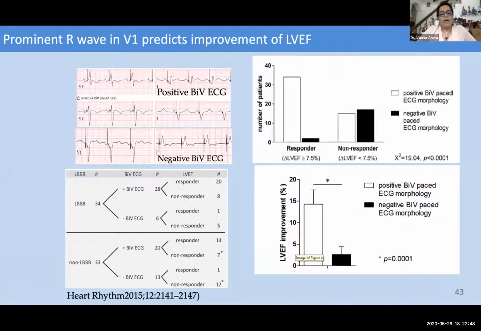The positive in lead V1, whether it is completely positive or a biphasic complex, is positively related to the responder rate. However, the negative in V1 results in non-responders. We have enough data to substantially support that.